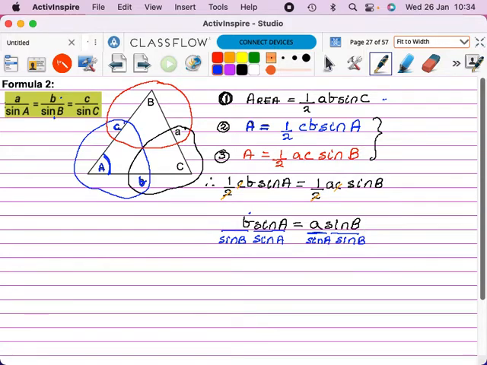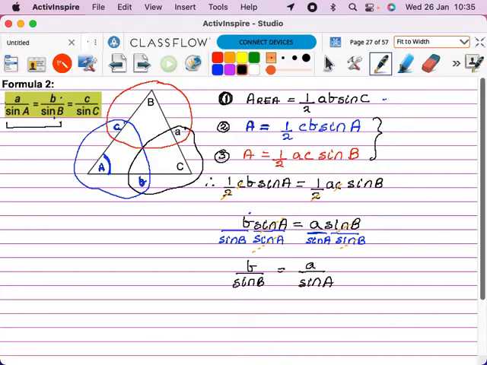So once again, getting a light pencil out, clearly the sine A is going to cancel with the sine A. The sine B is going to cancel with the sine B. And what we're left with is B over sine B is equal to A over sine A, and we have proved the first two.